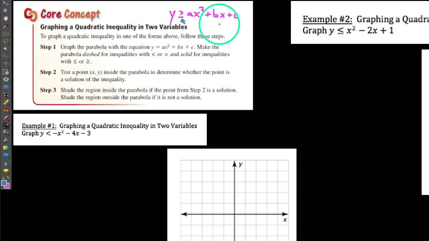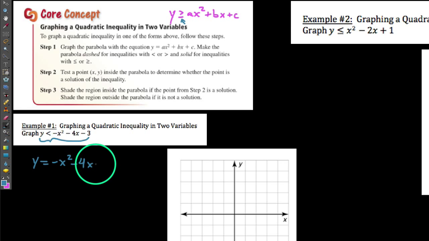When we graph these, step number one is always to graph the parabola with the equation y equals ax squared plus bx plus c. It is noted here to make the parabola dashed for inequalities containing a less than or greater than, and solid for inequalities containing a less than or equal to or greater than or equal to. Let's take a look at this first example and talk about this first step. When we want to graph this, y is less than this quadratic in standard form on the right side, the first step is to graph it as if there were an equal sign there to begin with.